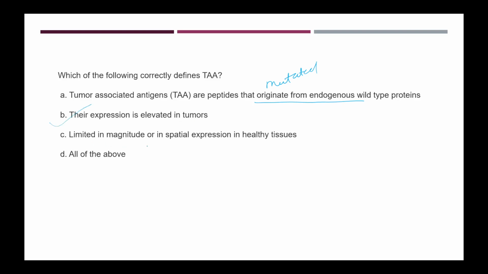In healthy tissue, they have limited magnitude and spatial expression, so their expression is controlled in the healthy tissue. However, their expression is elevated in the tumor tissue. They are endogenous wild type proteins, but they are mutated, and then they are called either neoantigens or tumor associated antigens. The correct option will be all of the above.